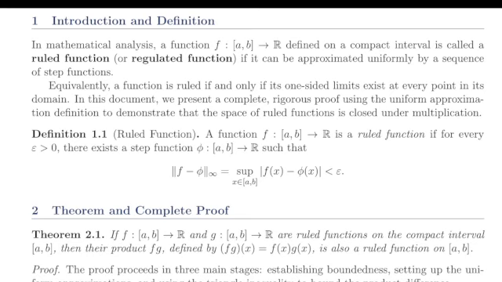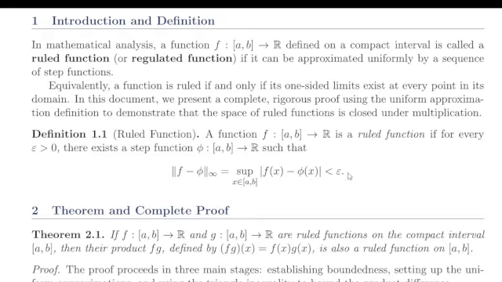Today we're diving into a classic problem from real analysis: proving that the product of two ruled functions on a compact interval is itself a ruled function. If you're wondering what a ruled function is, don't worry. We'll cover that first, and then go step by step through a complete rigorous proof, and I'll explain the intuition behind each step. So let's start with the definition.